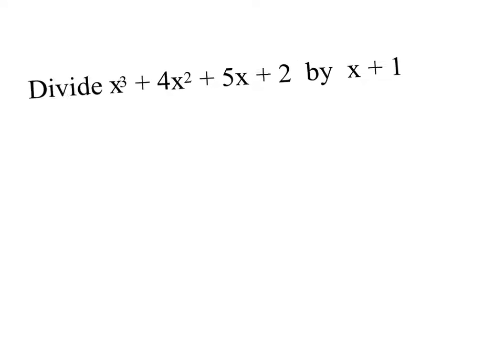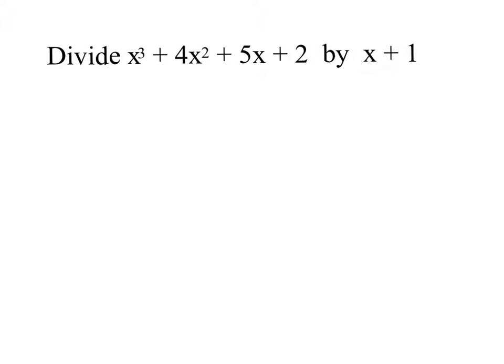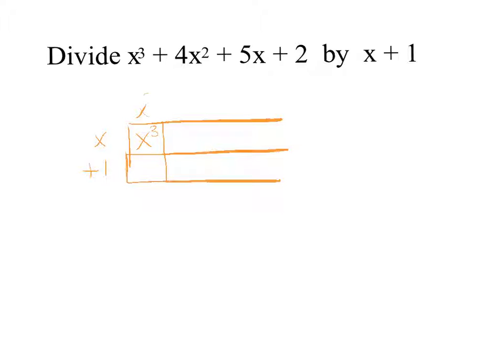All right, so let's just keep trying. I'm guessing what's going to happen here is pretty soon we're going to get one where it doesn't divide evenly. So I'll set up my box. I have x plus 1 that I'm dividing by. X cubed is my first thing, so I have to have an x squared up there. X squared times 1 is x squared. So x cubed is taken care of.